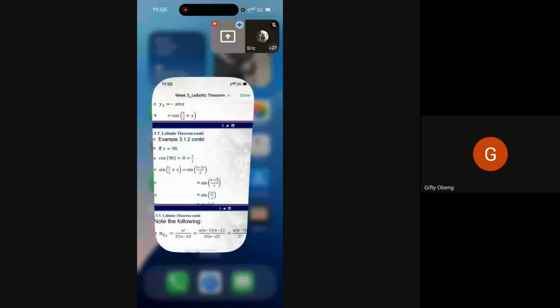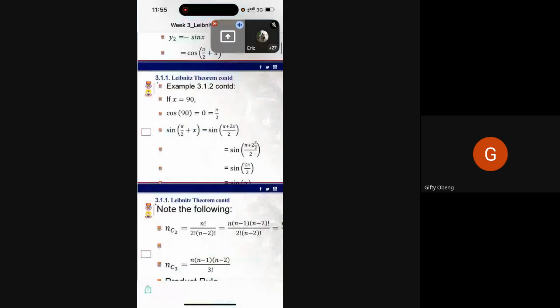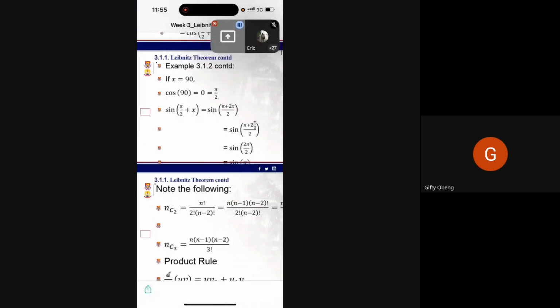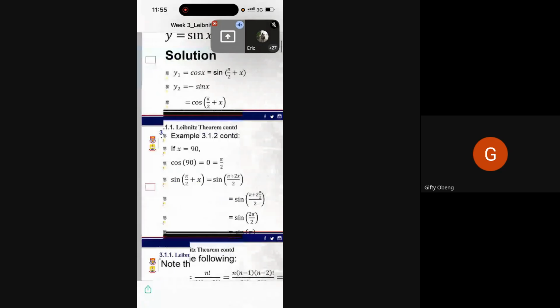Okay, so let's continue. But before we continue, I hope you remember what factorial is. N combination R. For example, who can give me the expression for n combination R? Do you remember that one? Combination.